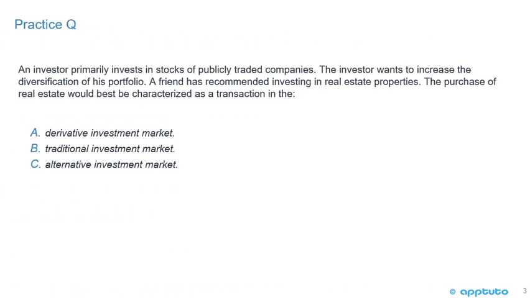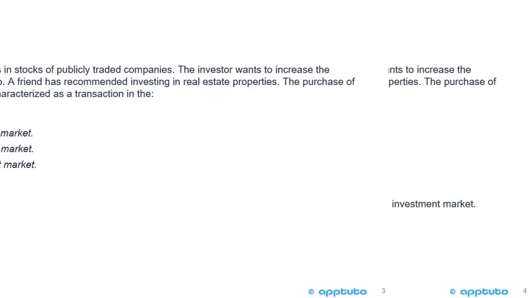So we'll finish this LOS with a quick practice question. An investor primarily invests in stocks of publicly traded companies. The investor wants to increase the diversification of his or her portfolio. A friend has recommended investing in real estate properties. The purchase of real estate would best be characterized as a transaction in the A, derivative investment market, B, traditional investment market, or C, alternative investment market.